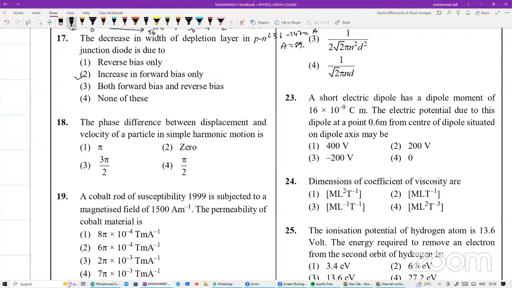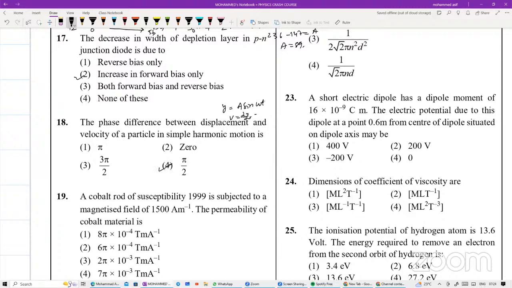The phase difference between the displacement and velocity of a particle in simple harmonic motion. ये क्लास में भी मैंने एक से दो बार करवाया था. Displacement का formula y is equal to a into sine of omega t होगा. इसको अगर आप differentiate कर रहे हो with respect to time, that will give you the velocity. v is equal to dy by dt. तो cos में आ जाएगा. Cos मतलब it will be equal to pi by 2.